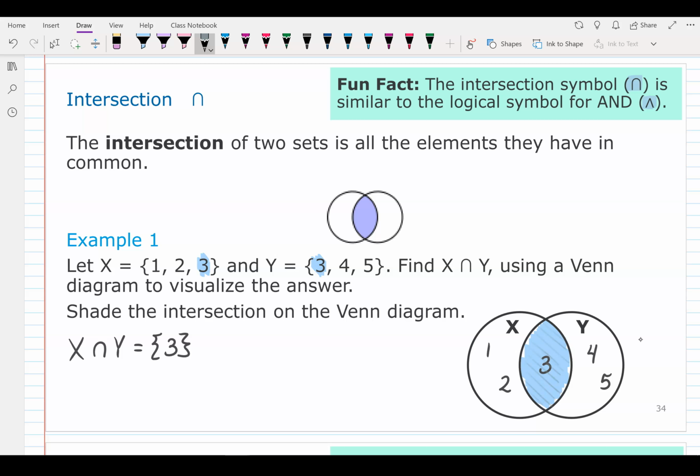All right? So have we done everything? Did I find the intersection? Yes, I did. It's the number that's in sets x and y. It's in the set A, set x and the set y.